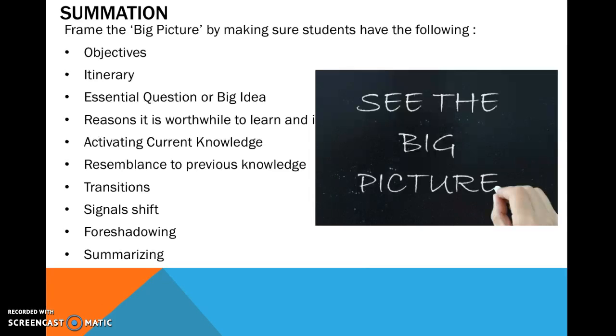In summation, framing the big picture is done by making sure students have the following: an objective, an itinerary, an essential question, a reason it is worthwhile to learn, an activation of their current knowledge, a connection to their previous knowledge, going through the transitions well, doing signal shifts verbally or written down, foreshadowing what's coming next, and finally summarizing. And that way the big picture happens and they can understand everything they need to know in the lesson.